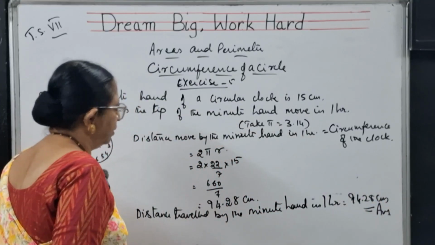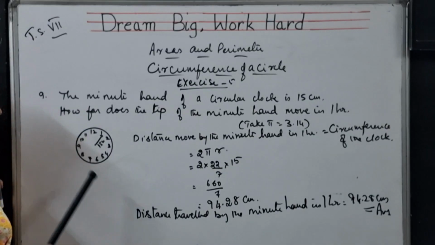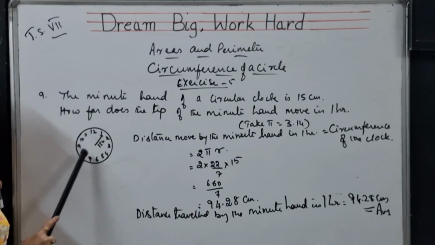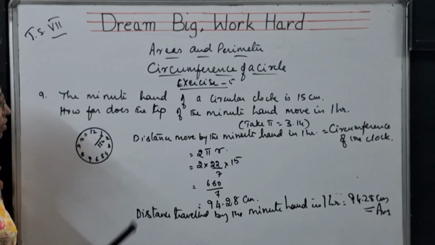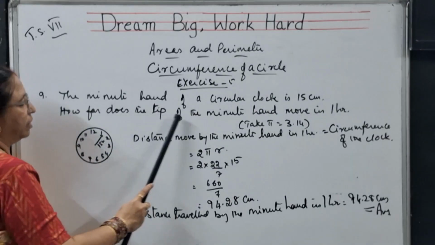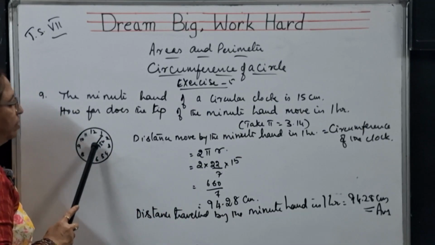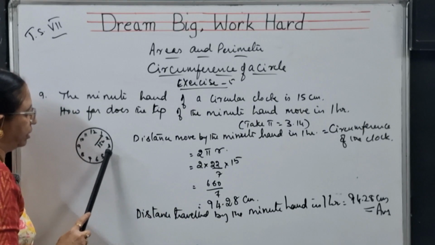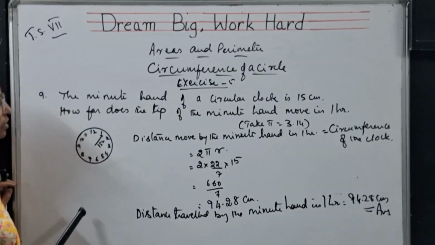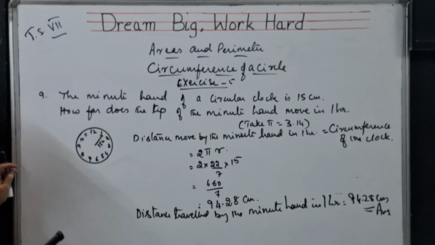So let us see once again. They said a minute hand of a circular clock is 15 centimeters. Suppose you consider this as a circular clock. The long hand is called the minute hand. It is 15 centimeters. How far does the tip of the minute hand move in 1 hour? You know that in 1 hour the minute hand completes one complete rotation. So distance traveled in 1 hour is nothing but the circumference of the clock.